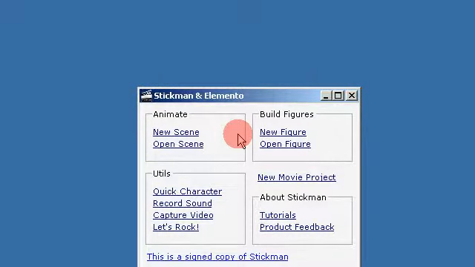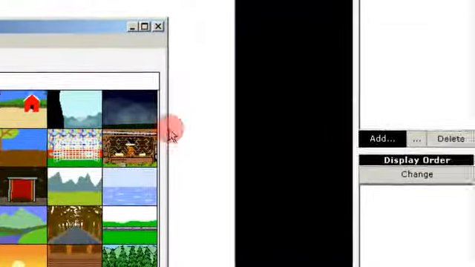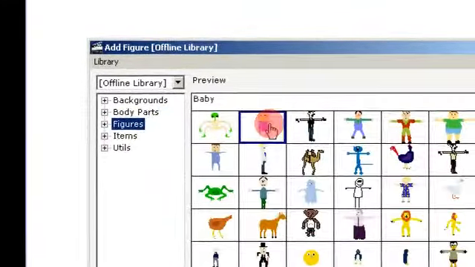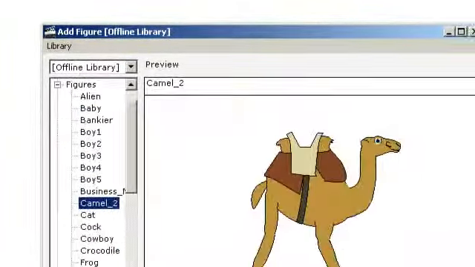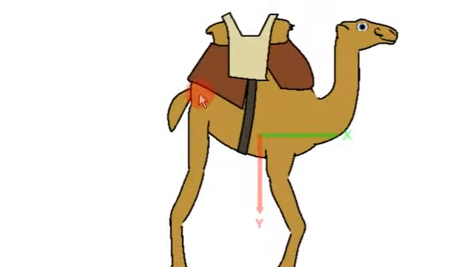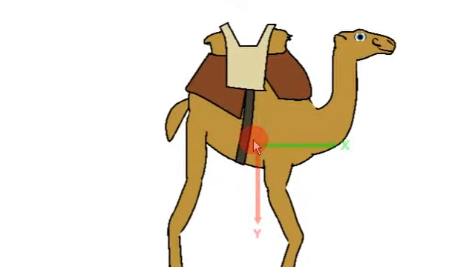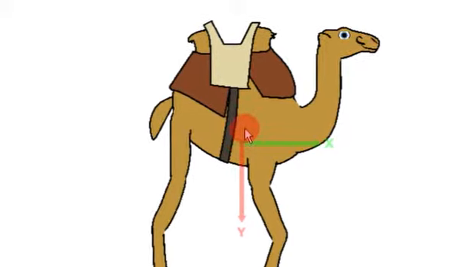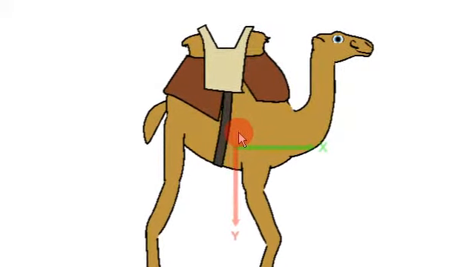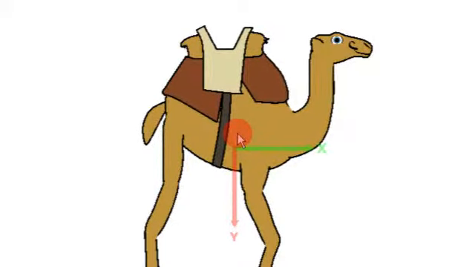Okay, in this video I will talk about expressions in Elemento. First I want to open up Stickman to explain what Elemento actually does. For example, I add this camel to Elemento, and what I see is that this appears as one surface in Stickman.